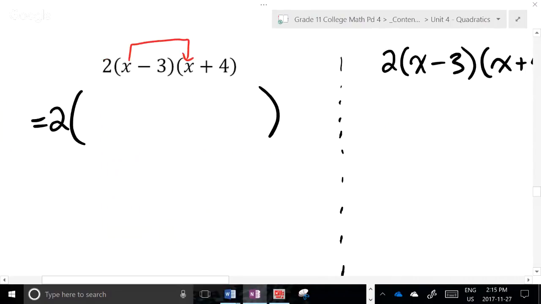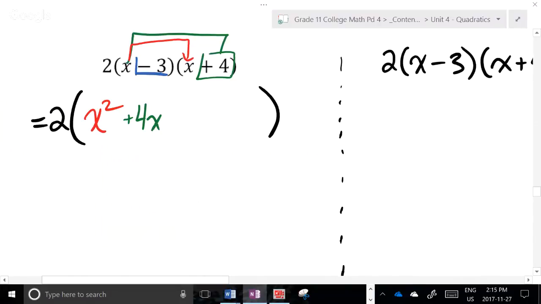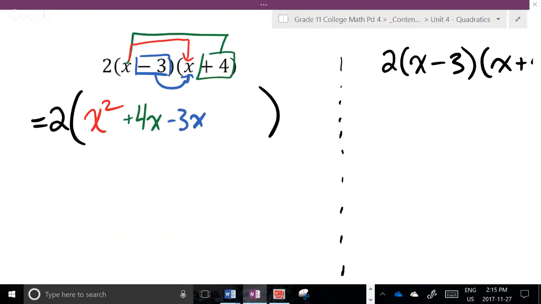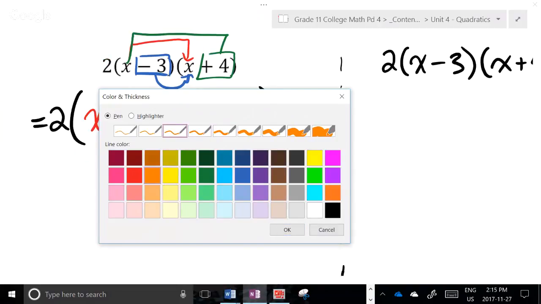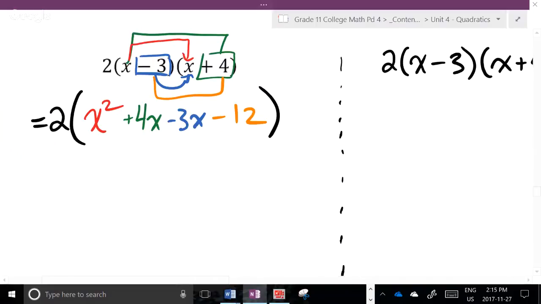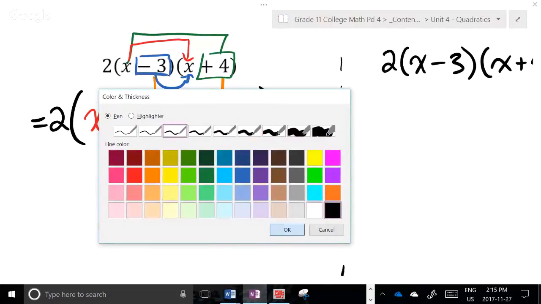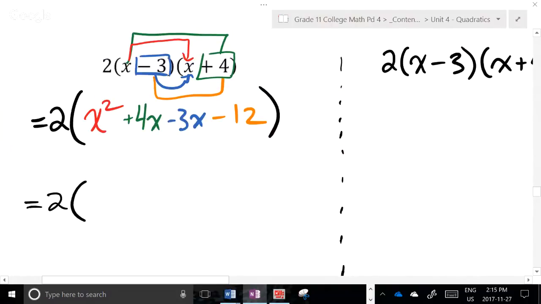X times x would be x squared. Very good. X times 4 would be 4x. Very good. And -3 times x would be minus 3x. And the last term, of course, -3 times 4 is -12. Now, in my next line, I'm still just going to keep that 2 in front. And what do I do in the bracket?